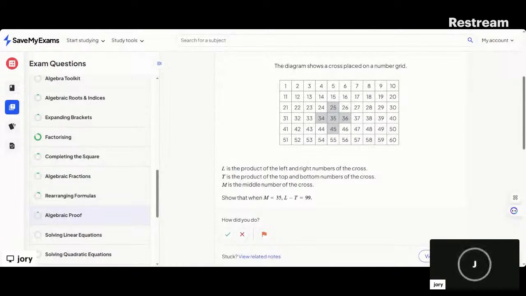It's the product of the left and right numbers of the cross. Do you mean all the numbers on the left and right? That's a whole lot of numbers. 31 plus 32 plus 33 plus 37 plus 38 plus 39 plus 40 is 250. That's L. And then 5 plus 15 plus 55 is 75. 150 minus 75 is 75. I'm not getting it. Oh, maybe like with the cross.